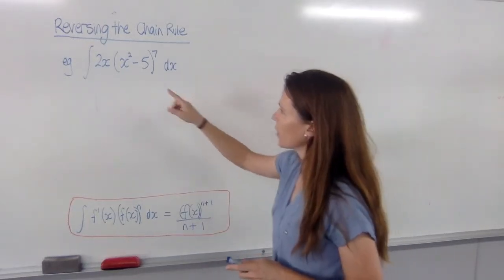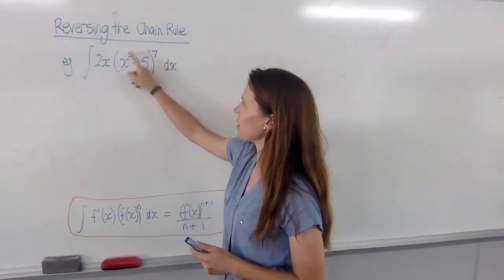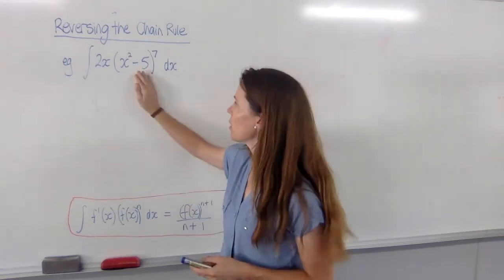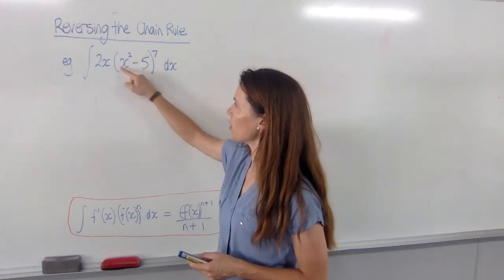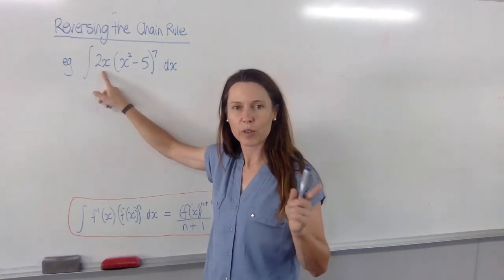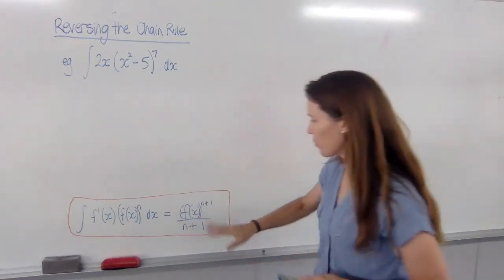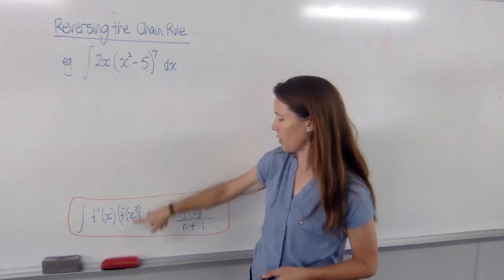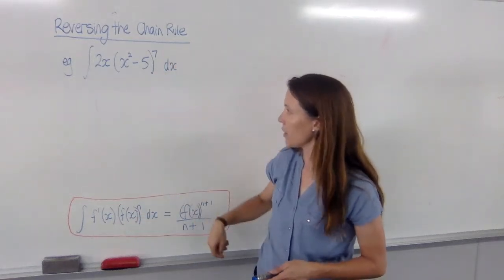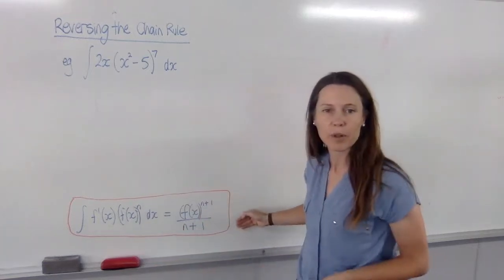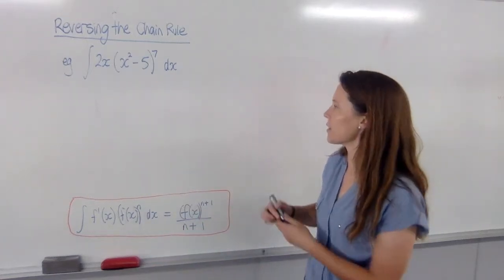Now I've got to check, if I differentiate what's in the brackets here, in other words, find f dash x, if this part is f of x, what will I get? Well, I'll get 2x. That's perfect. That's what I've been given out the front. So that seems good. So we've got the form that we want. We've got some function, x squared minus 5, raised to a power 7, and we've got f dash x out the front. So it's ready to go, and we're ready to apply this formula exactly as it is.